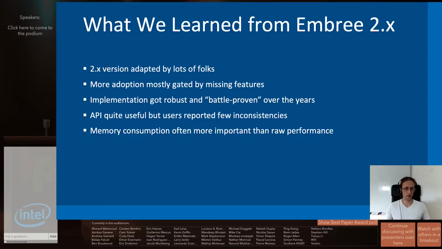End users reported that the API that we designed was useful, but there are a few ugly inconsistencies, which were not so nice. And one important thing that we learned is that memory consumption, in particular for the offline folks, is much more important than raw performance.